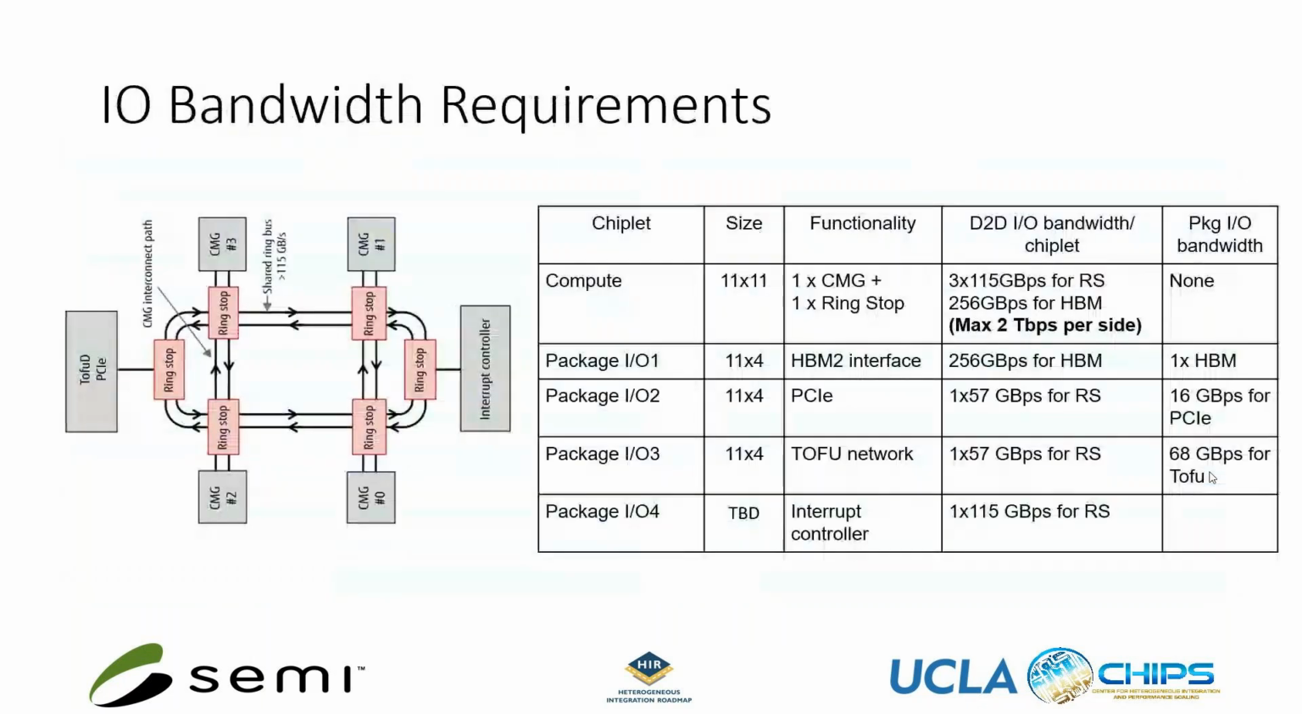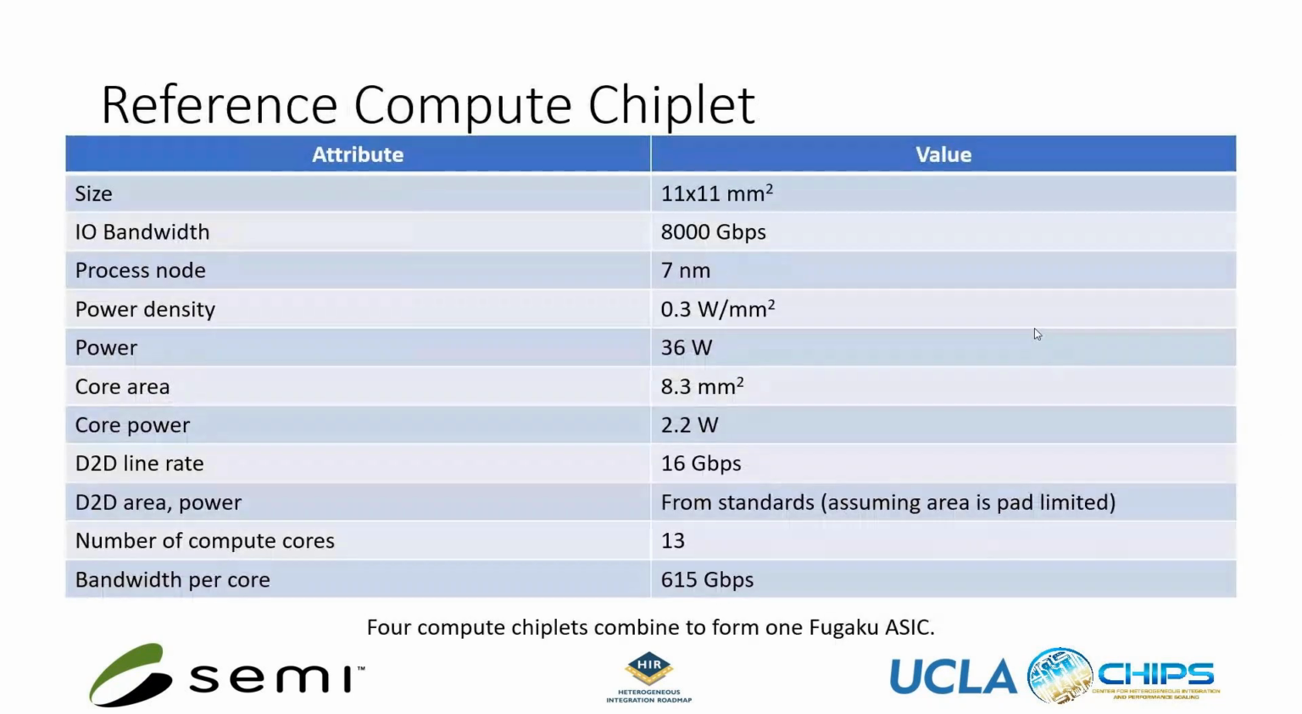Where do we get the IO bandwidth? Roughly, if you go into the Fugaku specs, you will see that the IO for a compute chiplet goes towards Tofu, towards the internal ring, and towards the HBM. And you cook all of that, you come to roughly a max of 2 terabits per side, a max of 8 terabits per compute chiplet.